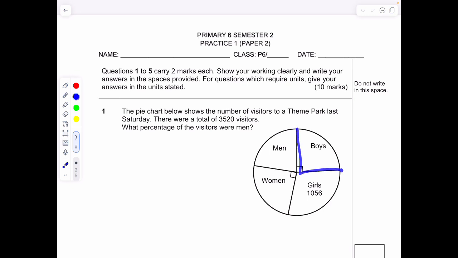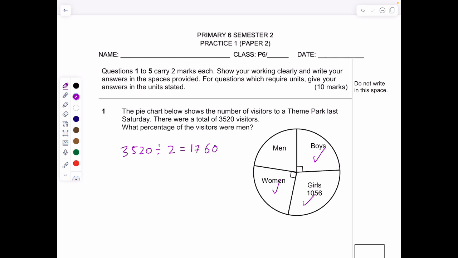So right off the top, we know that this angle over here is 90 degrees, which means that the 2 add up would be 180 degrees. That is actually half the amount, right? So given that the total is 3520, we can divide by 2 and that will give us 1760. This is actually the total between the women and the boys.